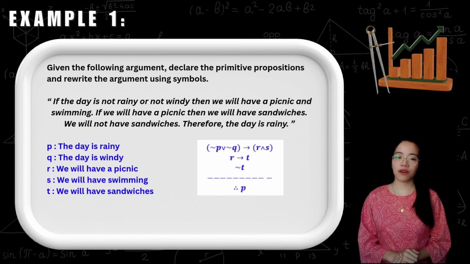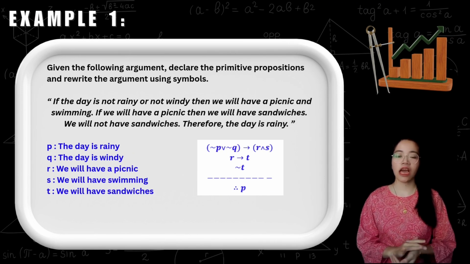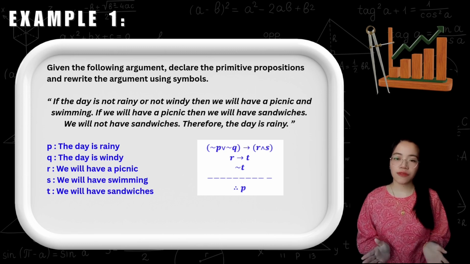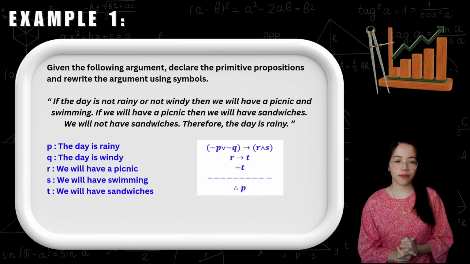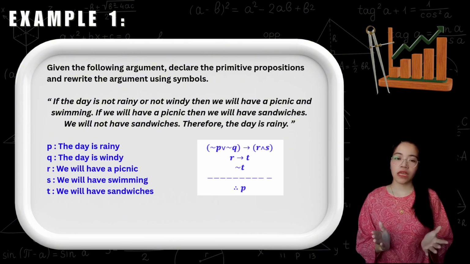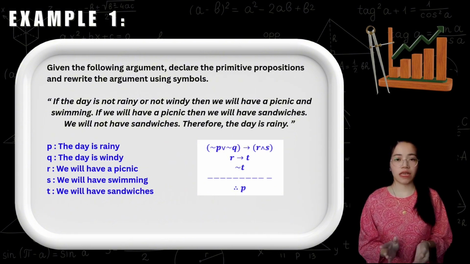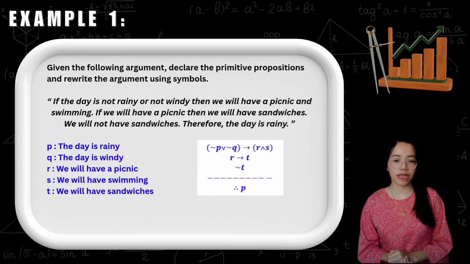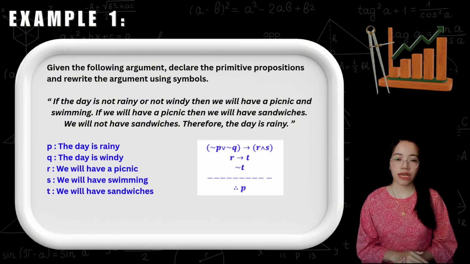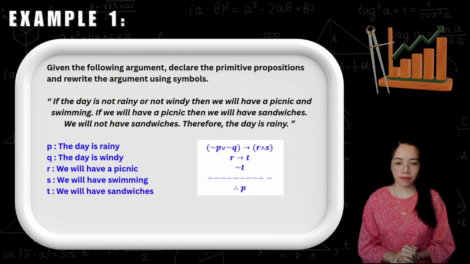The first example of a question in this topic is, from the argument: if the day is not rainy or not windy, then we will have a picnic and swimming. If we will have a picnic, then we will have sandwiches. We will not have sandwiches, therefore the day is rainy. We are asked to declare the primitive propositions and rewrite the argument using symbols.